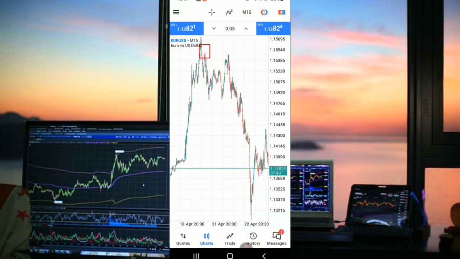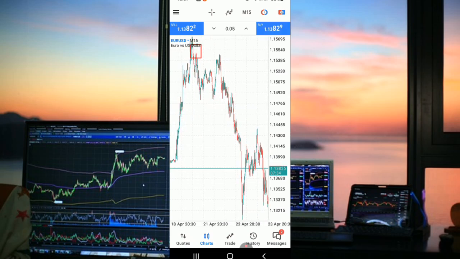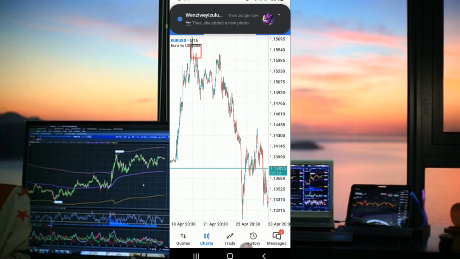So the strategy is really easy. This is Euro USD, the 15-minute time frame. Anybody can do this, either a scalper or a long-term trader. You can definitely use this one, because once you make that mark, everything is good to go.